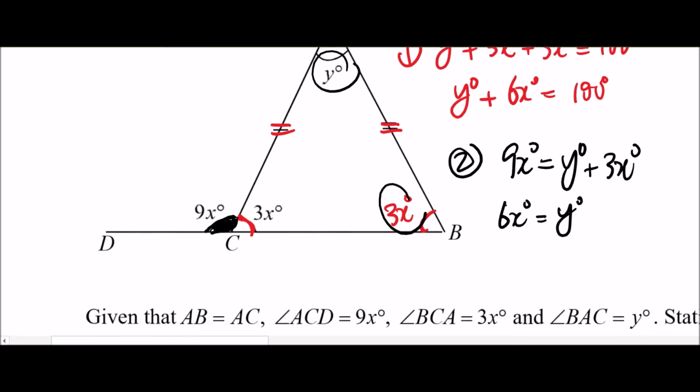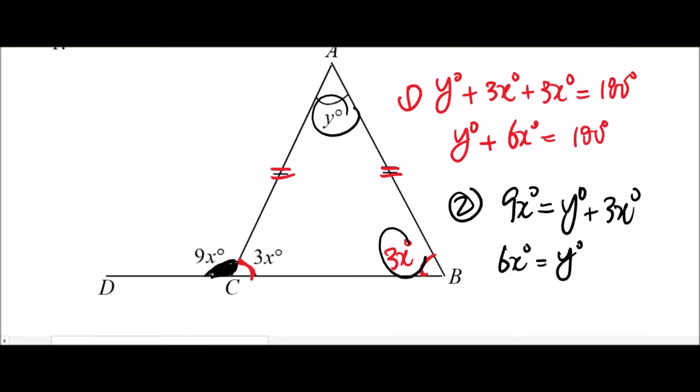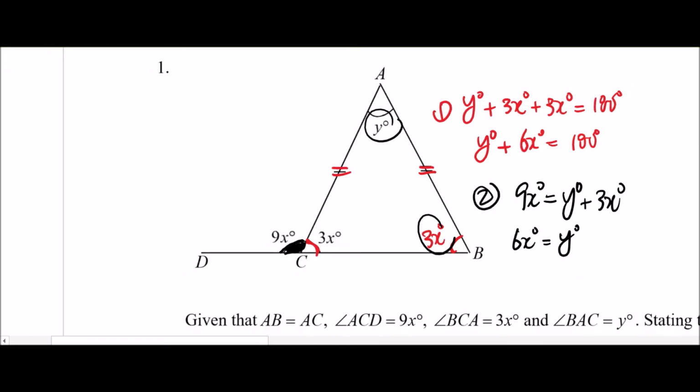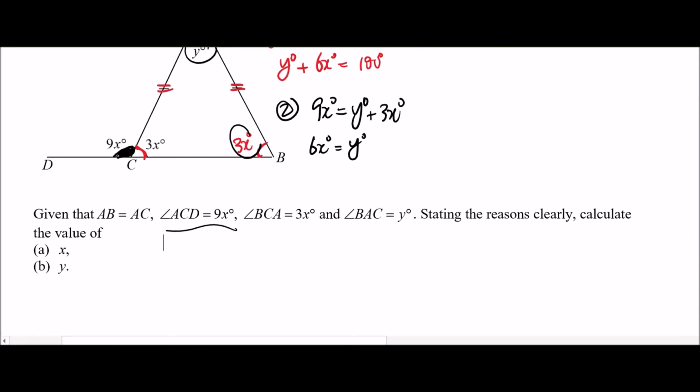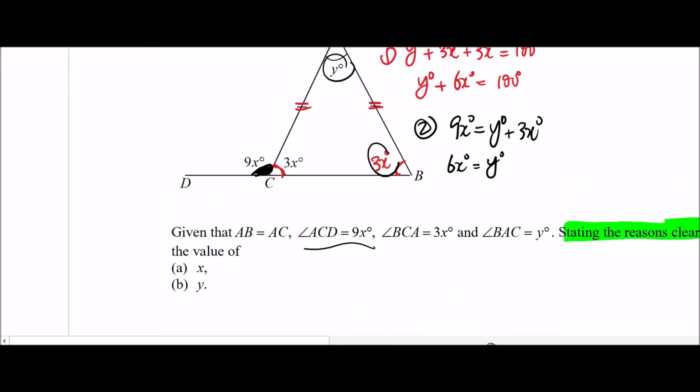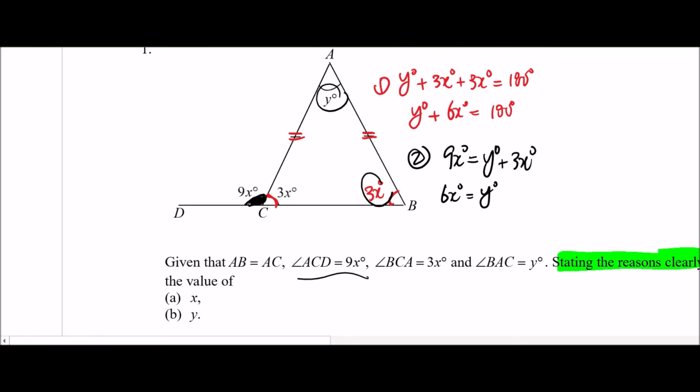Alright, so these are the two pieces of information I can immediately get without looking at the question, by simply examining the diagram itself. Alright, with this information, let's dive into the question. Given that AB equals to AC, yeah, we already know that. Okay, and ACT is 9x degree, we already know that. Okay, so these are all the angles. Stating the reasons clearly, please don't forget to give your reasons. Alright, we deduct marks if you don't give. Calculate the value of x and y. Okay, so we have already done half the work essentially by looking at the diagram.